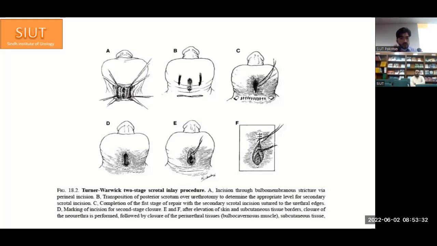This is the Turner-Warwick two-stage scrotal inlay procedure. Basically, we make an incision through the bulbar mucosa, bulbar membranous structure via perineal incision. Transposition of the posterior scrotum over the urethrotomy determines the appropriate level of the secondary scrotal incision. Completion of the first stage: repair the secondary scrotal incision, suture to the urethral edges, marking of the incision for the second stage. After the elevation of the skin and subcutaneous tissue border, closure of the new urethra is performed, followed by closure of the periurethral tissue. This is the diagram.